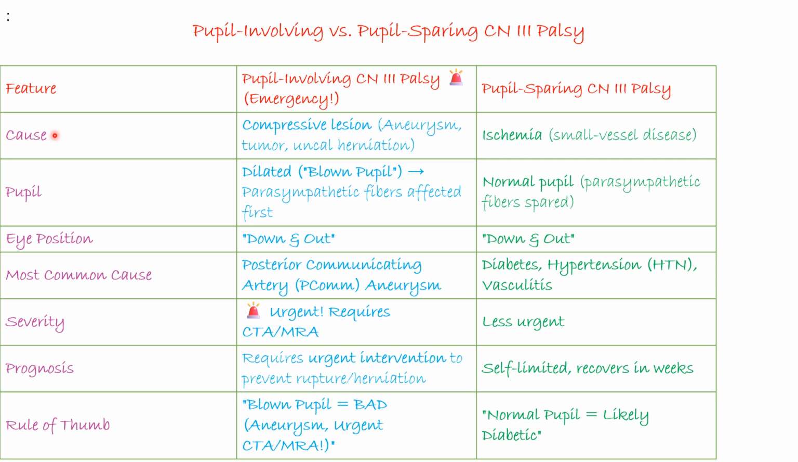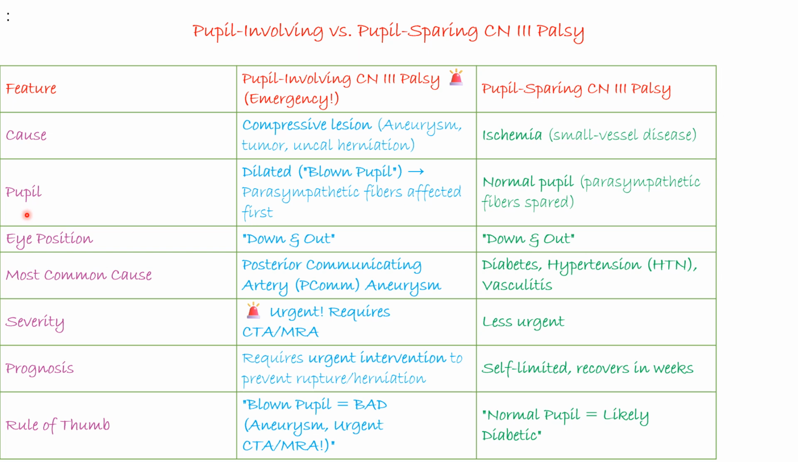So the features, the causes: the first one, pupil involving, is usually majorly compressive, such as in the case of an aneurysm, a tumor, and uncal herniation. Whereas in pupil sparing cranial nerve 3, we usually have ischemia, small vessel disease, for example, in diabetes.